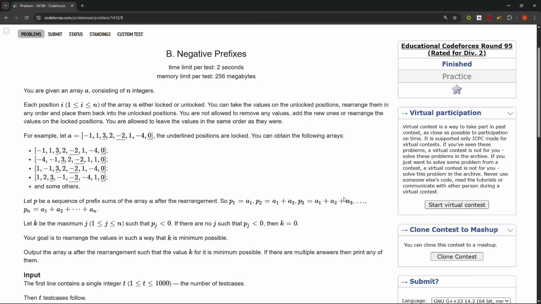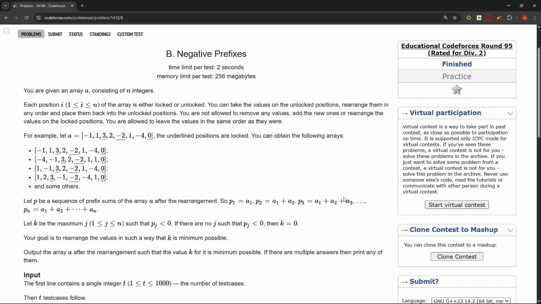So hello everyone, today we'll be solving this problem, negative prefixes, which I've already posted on Discord. You're given an array consisting of n integers. Each position i of the array is either locked or unlocked. You can take the values on the unlocked positions and rearrange them in any order and place them back into the unlocked positions. You are not allowed to remove any values, add new ones, or rearrange the values on the locked positions. You're allowed to leave the values in the same order as they were.